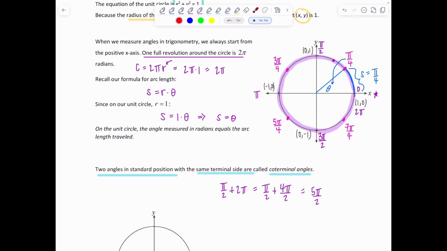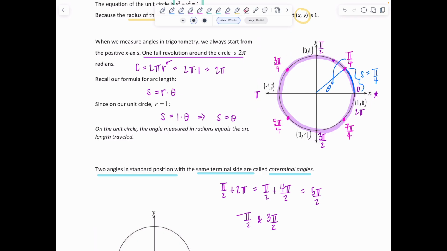Also, when you go in the opposite direction, so standard orientation is counterclockwise. If you measure your angle clockwise, then it has a minus sign on it. So down to here is negative pi over 2. And notice negative pi over 2 and 3 pi over 2 are coterminal, right? If I go this way, that's negative pi over 2. If I go around the opposite direction, that's positive 3 pi over 2.